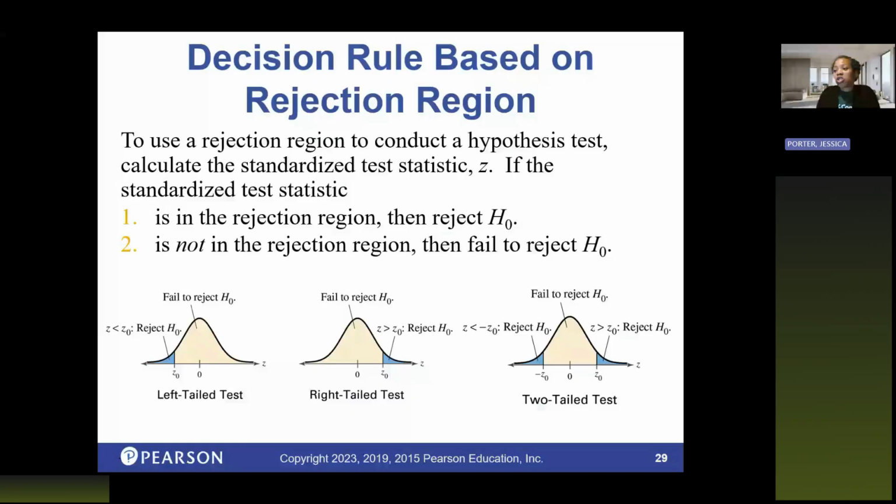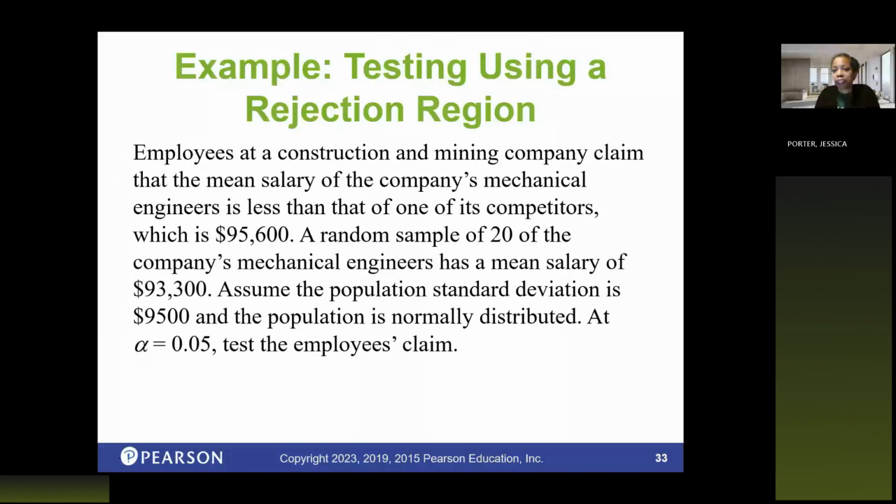Let's try it. We have employees at a construction company claim that the mean salary of the company's mechanical engineers is less than that of one of its competitors, which is $95,600. Random sample of 20 of the company's mechanical engineers has a mean salary of $93,300. Assume the population standard deviation is 9,500 and the population is normally distributed at alpha equals 0.05. Test the employee's claim. All right, top to bottom.